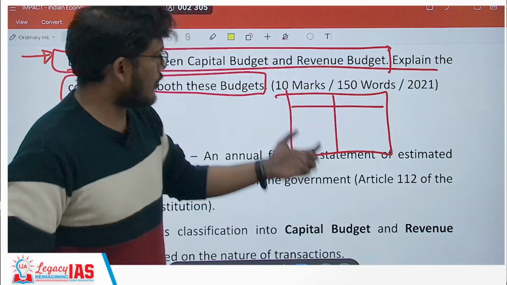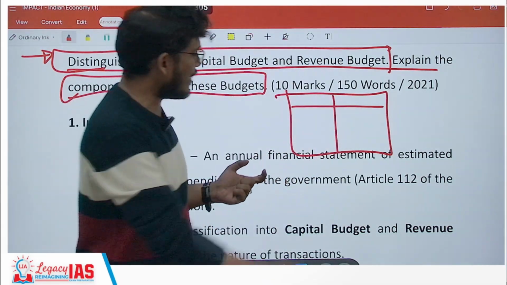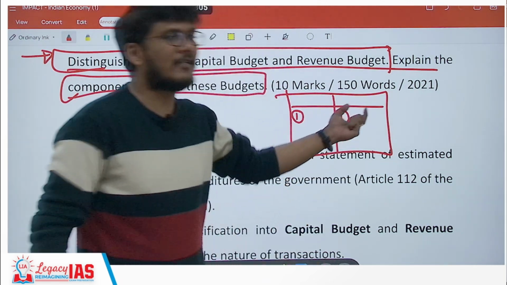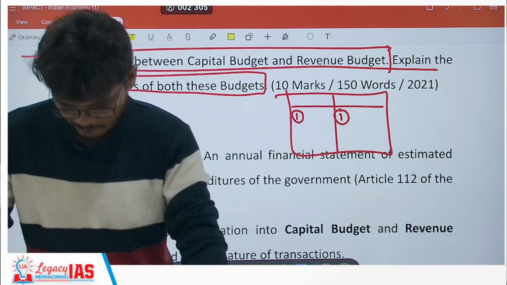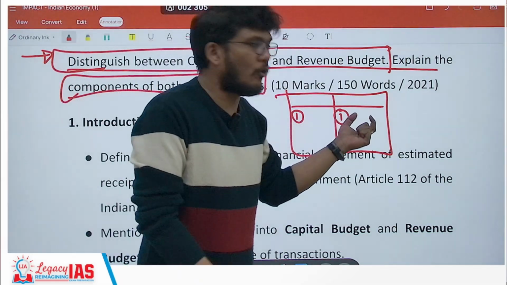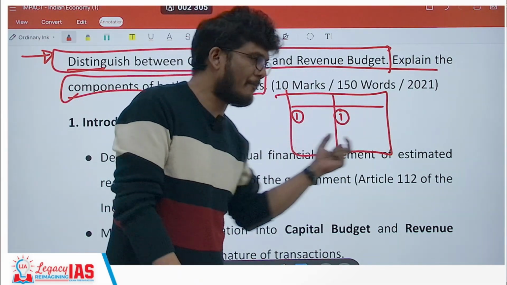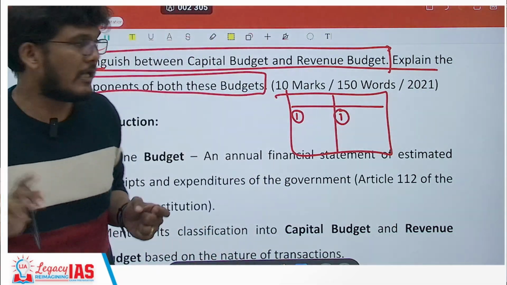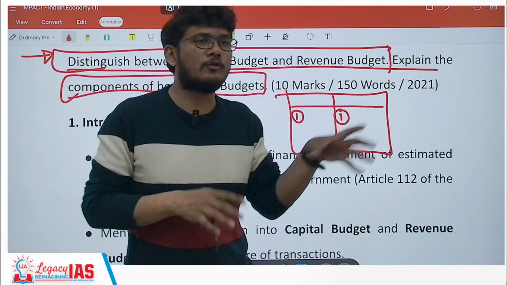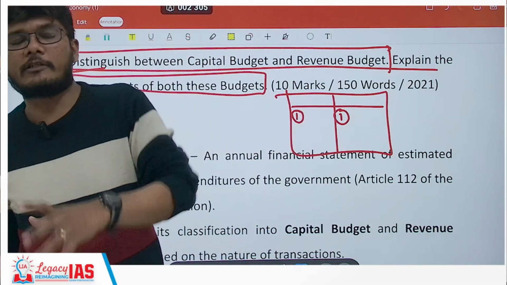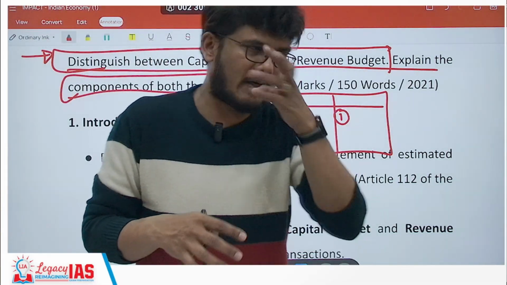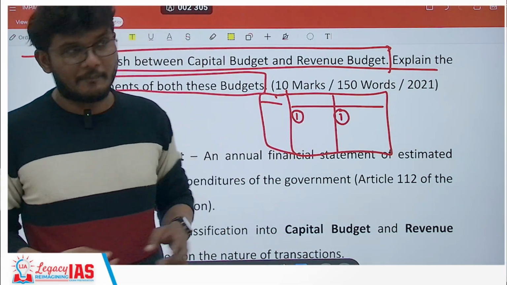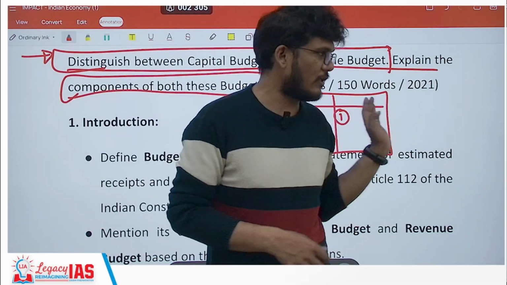But to do that, you have to be very clear, because whatever distinguishing part you are writing for one component, based on the similar field, the second component's part should be written. Right? If you're talking about the definition, both definition, nature, both nature, example, both example. So here your knowledge has to be great. Right? If you know 2-3 things about this and 2-3 things about that, but not from the same criteria, then you will not be able to draw this table form.